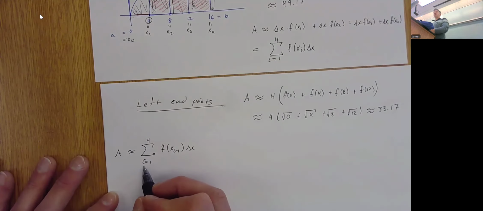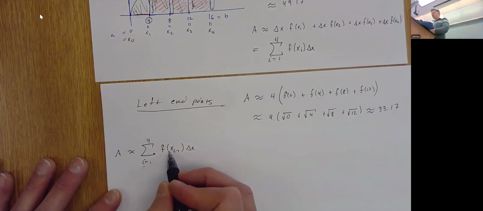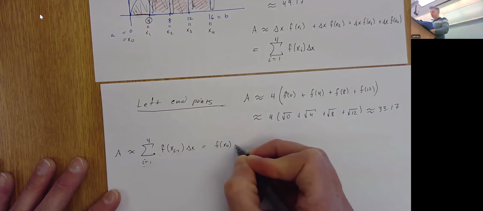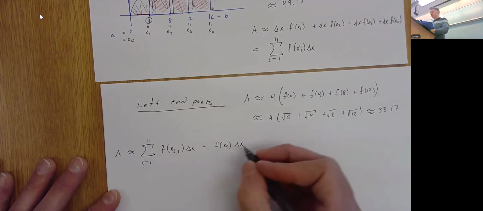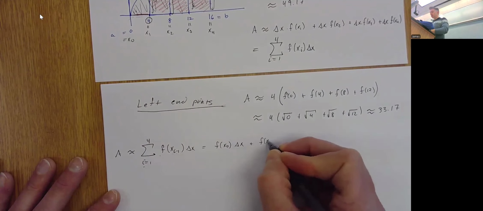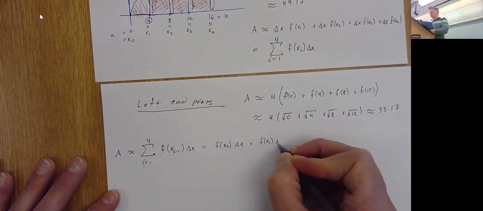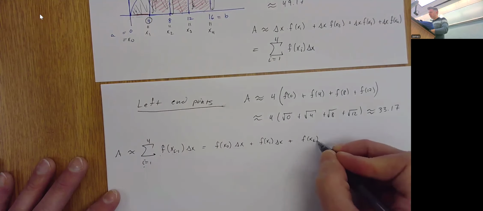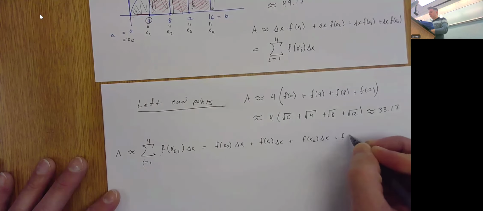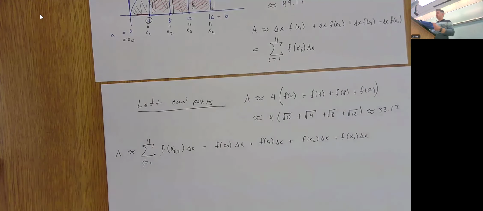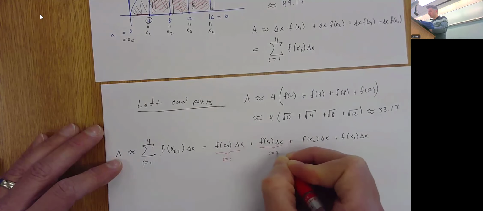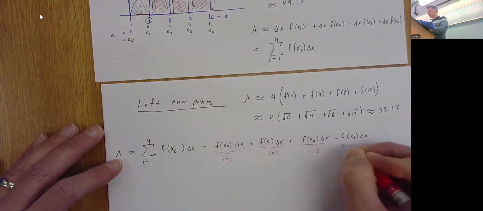Let's actually write it out and see what happens. So if I plug in i equals 1, I'm going to get f of x sub 1 minus 1, so that's going to be f of x sub 0 times delta x. If i equals 2, I'm going to get f of x sub 2 minus 1 times delta x plus f of x sub 3 minus 1 times delta x plus f of x sub 4 minus 1 times delta x. So it exactly works out, right? This is when i equals 1, i equals 2, i equals 3.